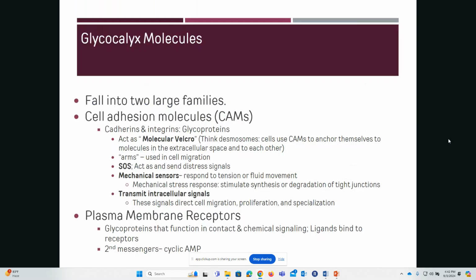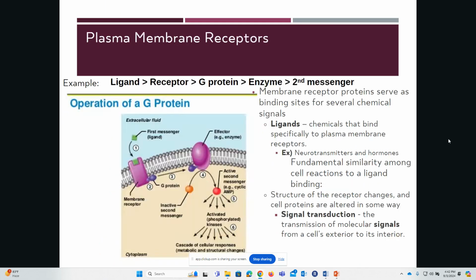There are two families of glycocalyx molecules: cell adhesion molecules that act as molecular Velcro, can send distress signals, and even transmit intracellular signals. What is best at transmitting intracellular signals, however, is plasma membrane receptors. They actually take part in a process called signal transduction that utilizes second messenger systems. Second messenger systems create a second messenger, which is where they get their name. They're kind of like a relay race that uses a chemical in order to get a final product.